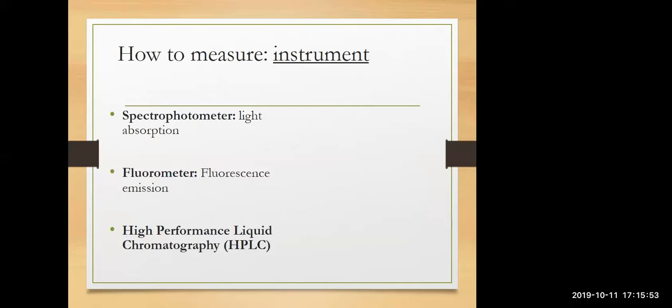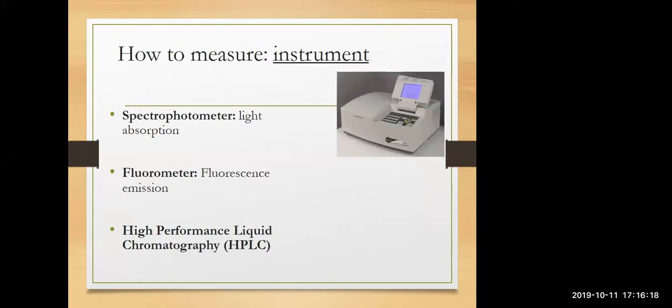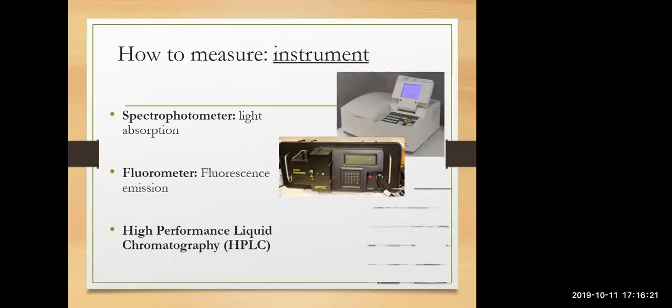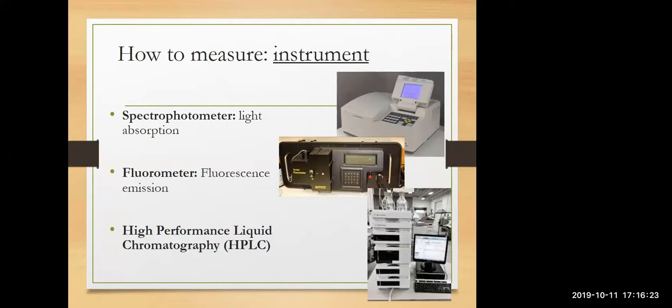And now the main point of this talk: how to measure chlorophyll-a concentration. It will depend on the instrument we have. We can measure concentration of chlorophyll using a spectrophotometer, which is based on the light absorption by this pigment, a fluorimeter, which is based on the fluorescence emission by chlorophyll, and also high performance liquid chromatography. I will talk a little bit about each of these methods.